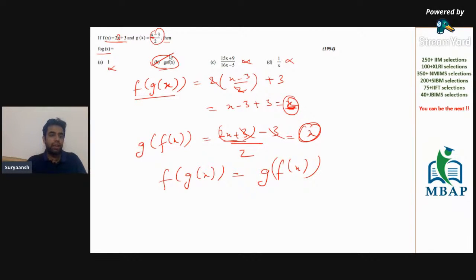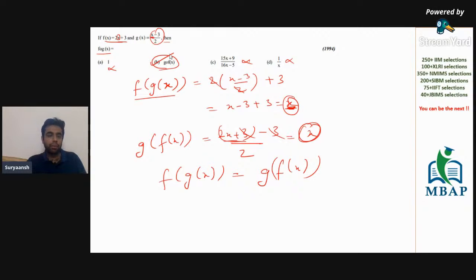Just first find out the value of f of gx. Instead of x, we just substitute the value of gx, which is (x minus 3) by 2. This is a compound or composite function, right? So then we found out that f of gx comes out to be equal to x. This was not given in any of the options.